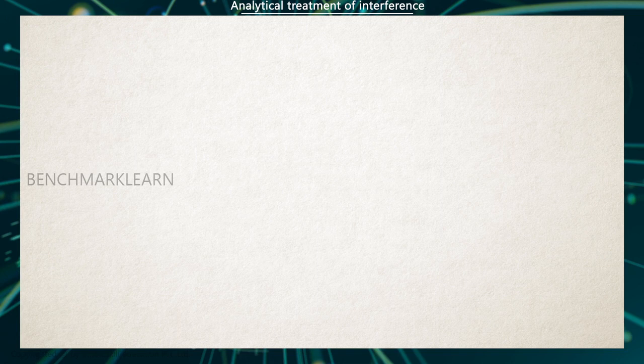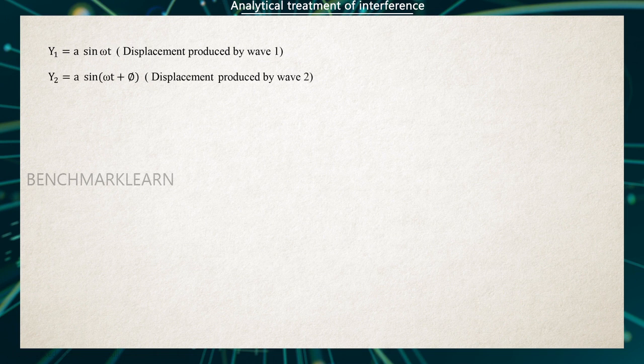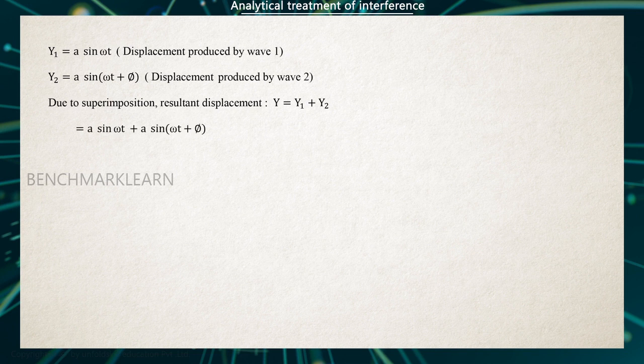We have two waves represented as y1 equal to a sin omega t, which is the displacement produced by wave 1. y2 is equal to a sin(omega t plus phi), representing the displacement produced by wave number 2. Due to superimposition, the resultant displacement is given by y equal to y1 plus y2, that is equal to a sin omega t plus a sin(omega t plus phi), where phi is the phase difference.